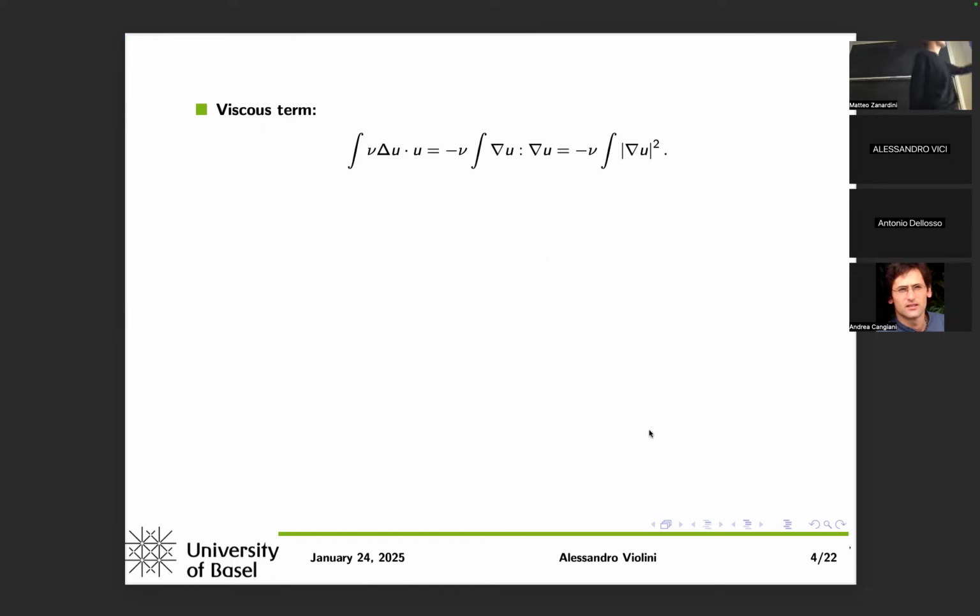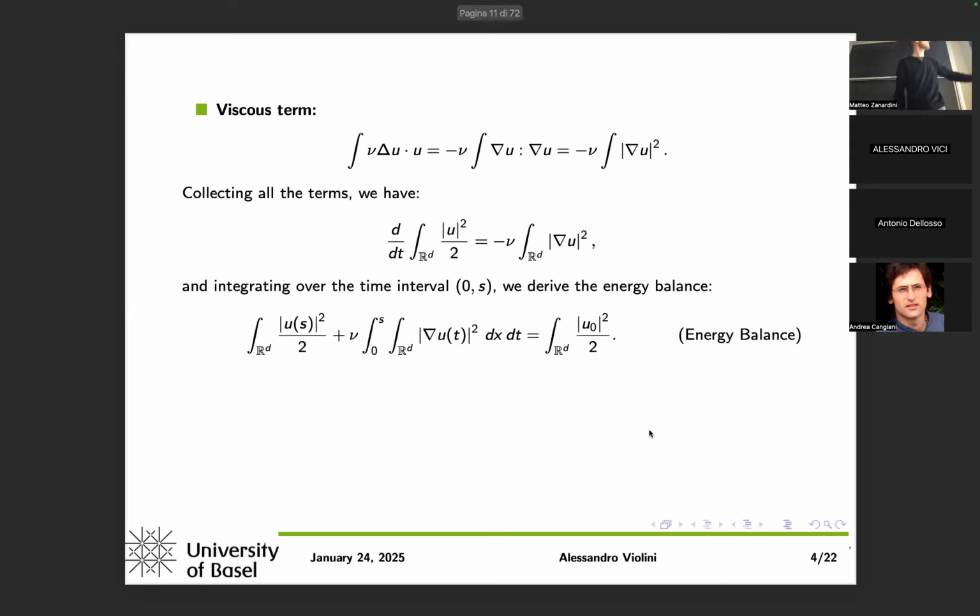So I write the Laplacian of U, scalar U, as the gradient of U, double dot. I mean that I'm multiplying the ij component of the matrix times the ij component of the other matrix. And so I get the last term. So if I collect everything, I just get this balance, which is quite easy.